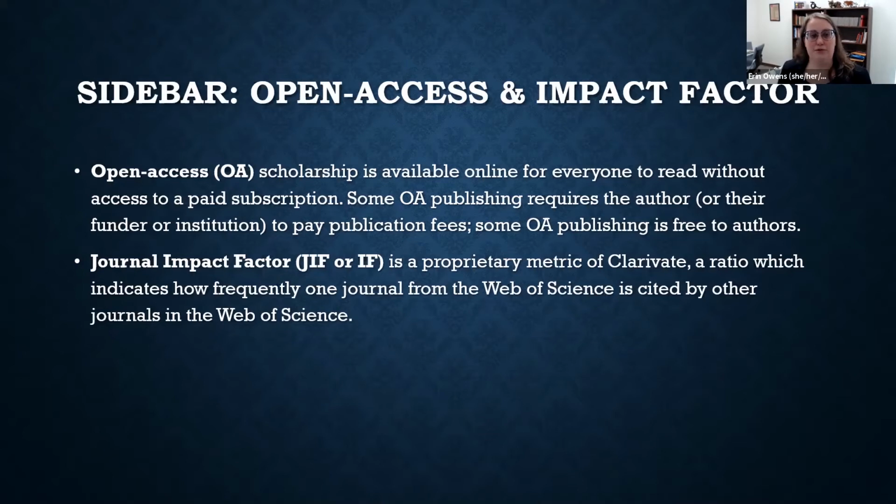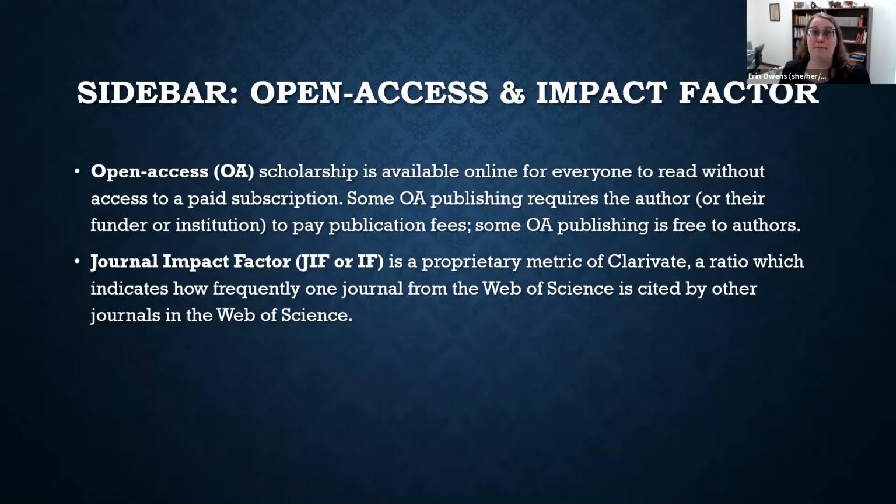Some open access publishing requires the author or their grant funding or their institution to pay fees for that publication. And some OA publishing is free to the authors. The benefits of open access are often that it's available to everyone immediately. So even researchers who are not affiliated with a research institution that can afford to purchase those journals, or maybe researchers at institutions in developing nations where they don't have the same kinds of budgets for subscriptions. So it's more widely available to the people who would need the information you're sharing.